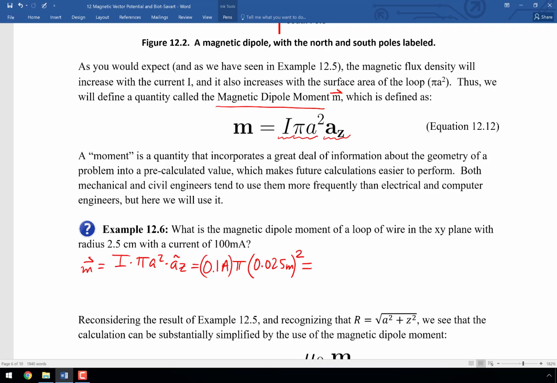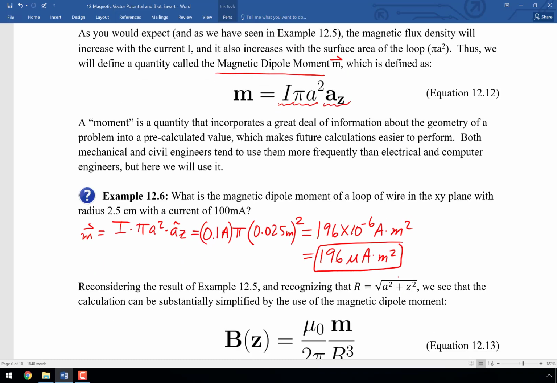When I plug that into my calculator, I get 196 times 10 to the minus 6th amp meter squared, which I will represent as 196 microamp meter squared. The units on moments are often weird, and they often don't represent anything that's a physical representation. Just know that we do the calculations of a moment so as to make our lives easier in the rest of the problem.